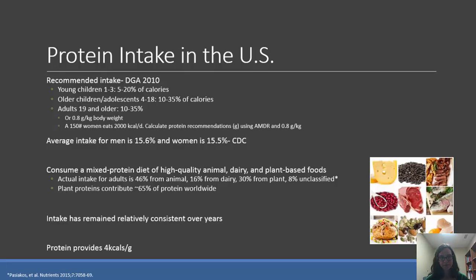calorie intake from protein. So recommendations are to consume a wide variety of foods, pretty standard in the dietary guidelines. We want high quality animal, dairy, and plant-based proteins. We see in the United States we have a much higher proportion of protein that we get from animal foods and dairy compared to plant proteins. In the US we get 30% of our proteins from plants, while worldwide the average is about 65% of proteins come from plants rather than animals. Our intake has remained relatively consistent over the years, and as we all know, protein has 4 calories per gram.